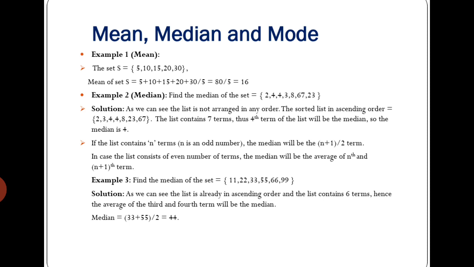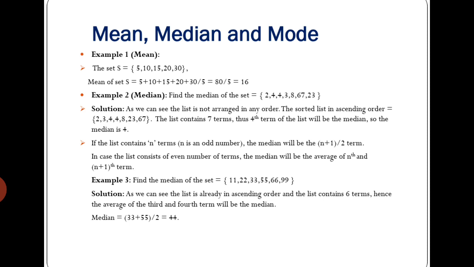Second example, median. Find the median of the set 2, 4, 4, 3, 8, 67, and 23 given in the data set. As we can see, the list is not arranged in order. First arrange it in order: 2, 3, 4, 4, 8, 23, 67. The list contains 7 items, so the middle term is the fourth one. So the median is 4. You have to see the data in the arranged values. As I said earlier, if the list contains n terms where n is an odd number, the median will be the (n plus 1) by 2 th term.